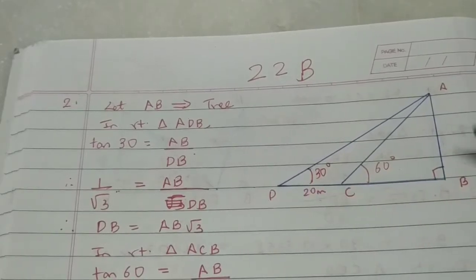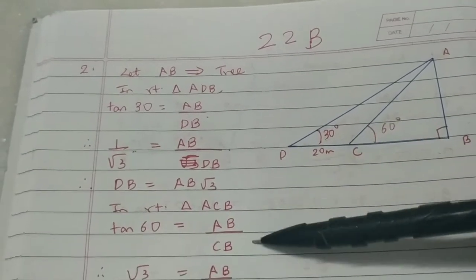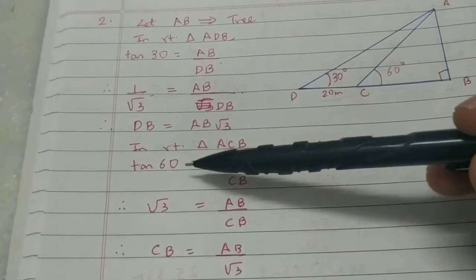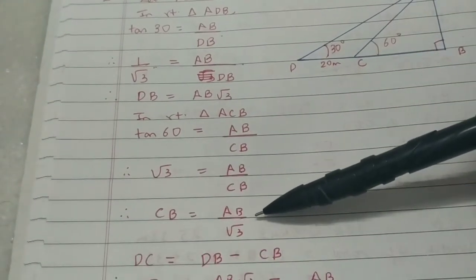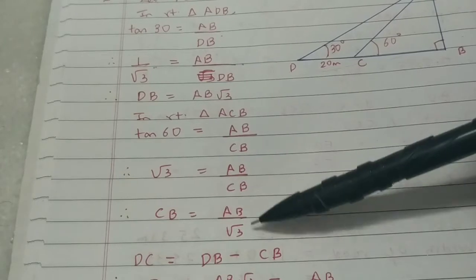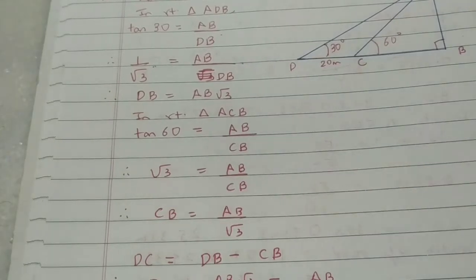Similarly, in right triangle ACB, you'll use tan 60, AB upon CB, cross multiply, substitute the value of tan 60 as root 3 and get the value of CB. You can rationalize it out here into root 3, but I'm going to do it later. I like to postpone things till the end.